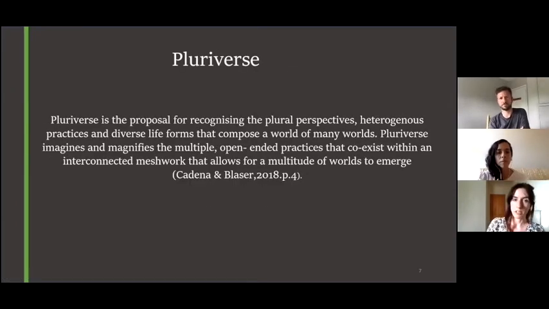And the notion of pluriverse, as outlined by Cadena and Blaser, is the proposal for recognizing the plural perspectives, heterogeneous practices, and diverse life forms that compose a world of many worlds. Pluriverse imagines and magnifies the multiple open-ended practices that coexist within an interconnected meshwork that allows for a multitude of worlds to emerge.